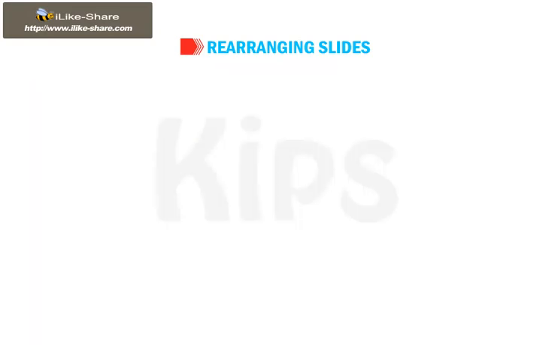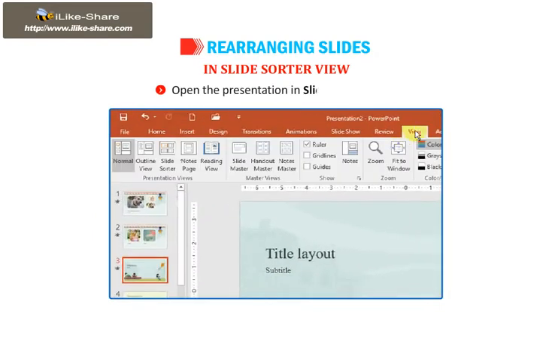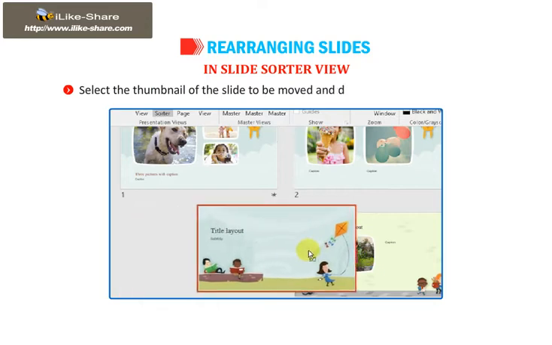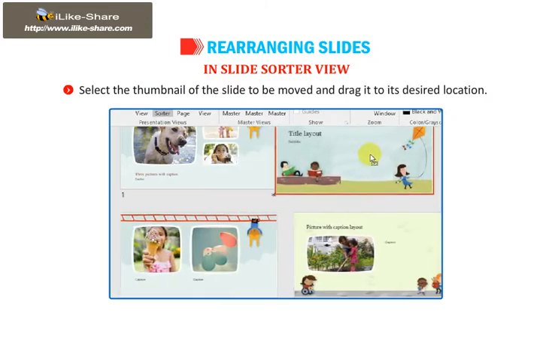Now let me tell you about slide sorter view. Open the presentation in slide sorter view. Select the thumbnail of the slide to be moved and drag it to its desired location.